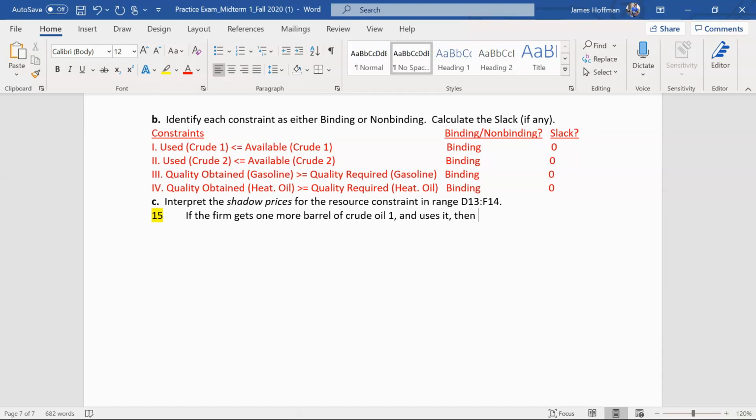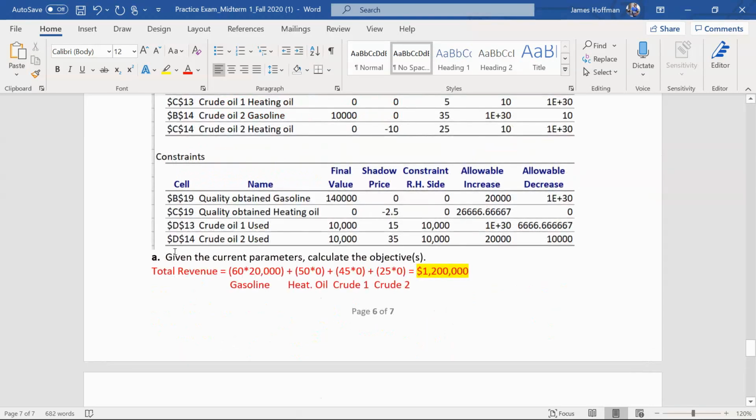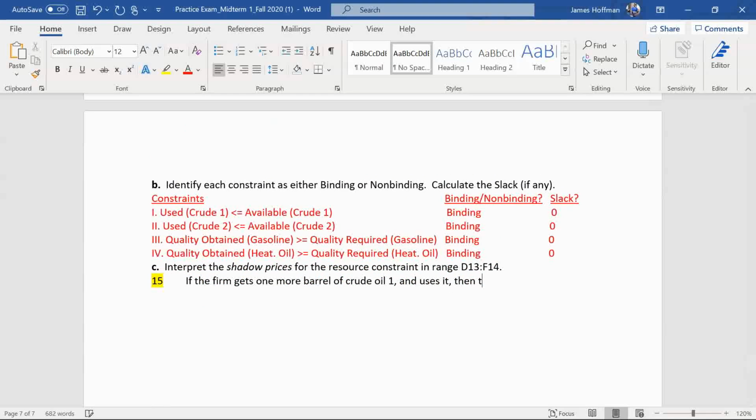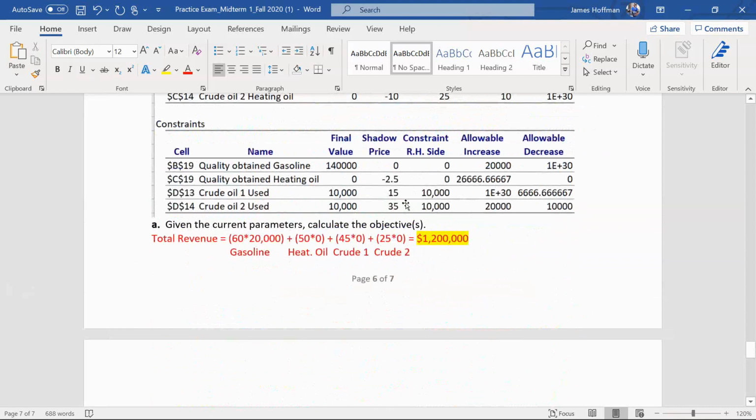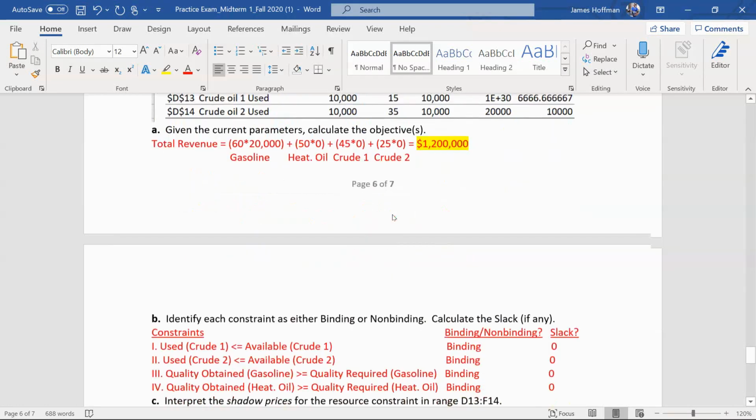Okay, then what's our net profit? So total revenue. Alright, and then interpret the other one for crude oil 2, which is the 35. So this is the value of one more barrel of crude oil 2, $35.